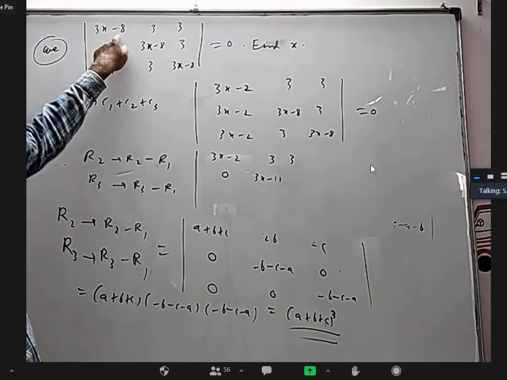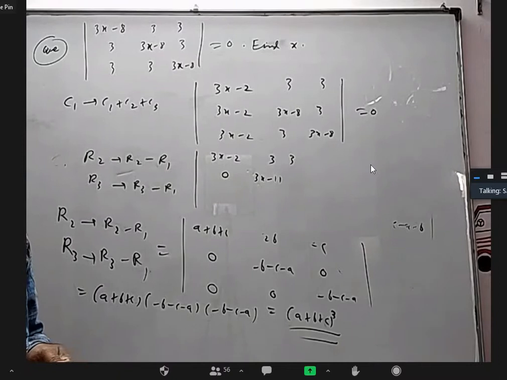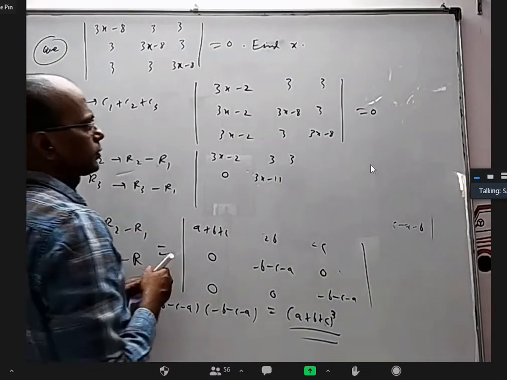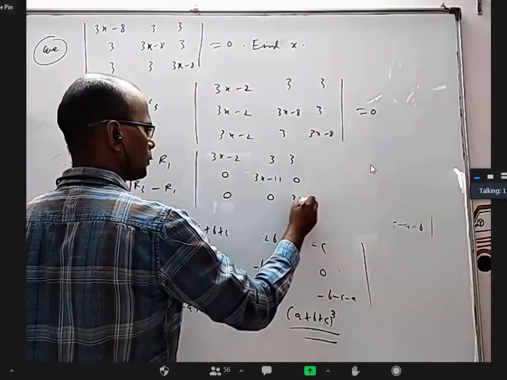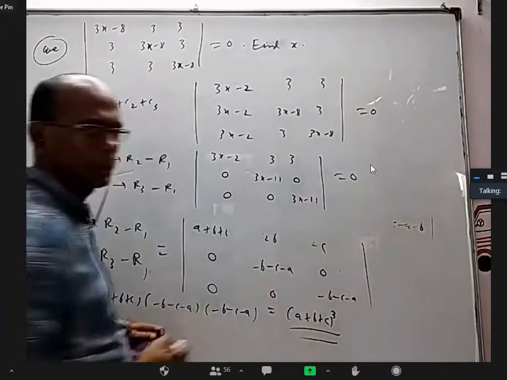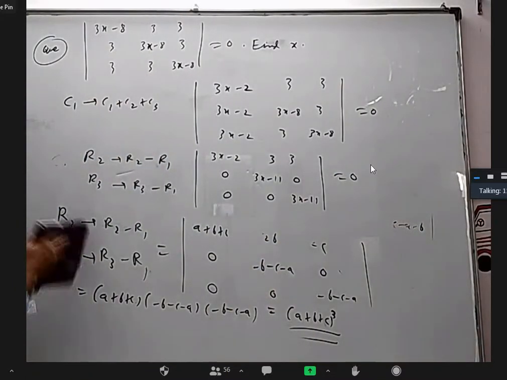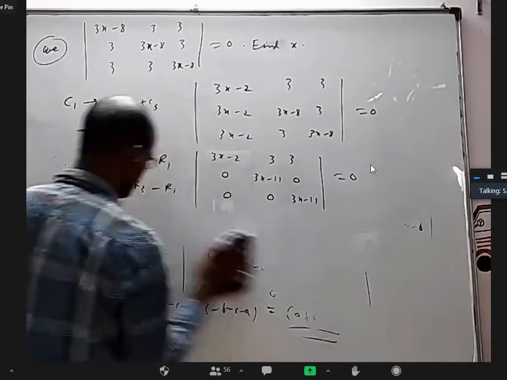Oh, you are thinking 3x minus 8 is 0 or something? I don't think 8 by 3 is correct. Okay. Sir, is it 11 by 3 or 2 by 3? Yes.